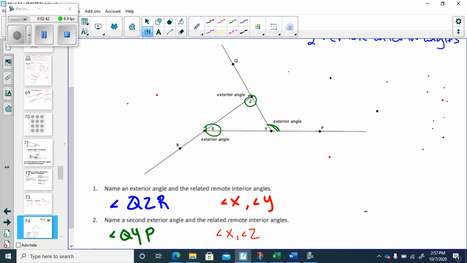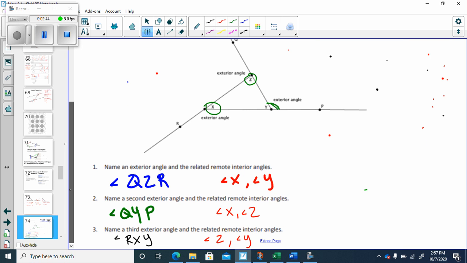Okay, now let's try one more. They've got one more exterior angle. I'm going to ask you for that on 3. And the third exterior angle, let's see, is this one right here. Angle RXP or RXY. That's your exterior angle. How about your two remote interiors, the two that don't touch it? Well, X touches it. So we're talking about Z and Y that are the remote interiors to it.